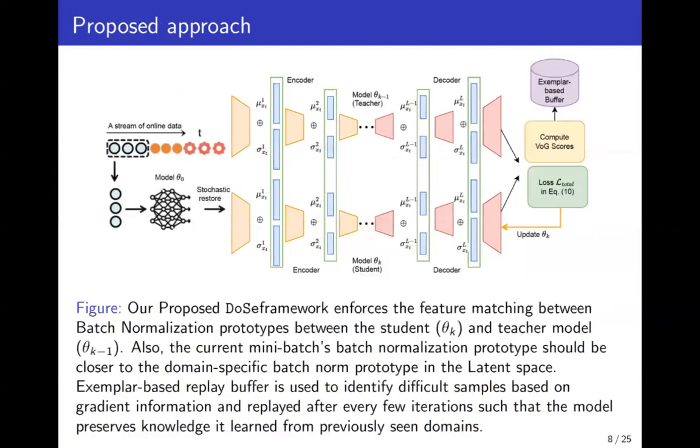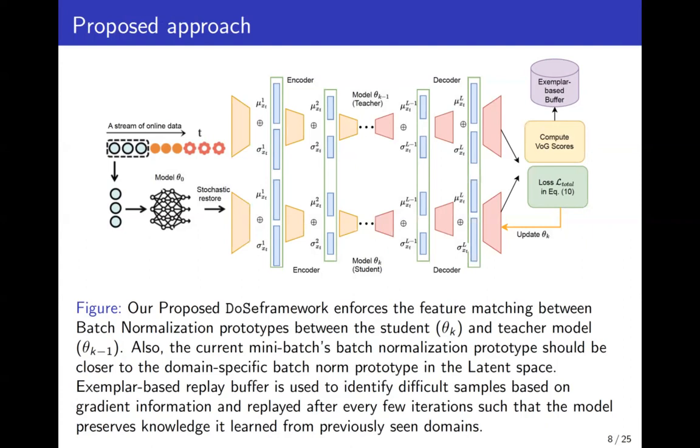So in the proposed approach, we enforce feature matching between batch normalization prototypes of the student and teacher model. Here the student model is shown below, and the model theta k-1, the teacher model, is shown above. The goal is to enforce feature matching between the student and teacher model to perform knowledge distillation. The current batch normalization prototype should be closer to the domain-specific batch norm prototype in the latent space.